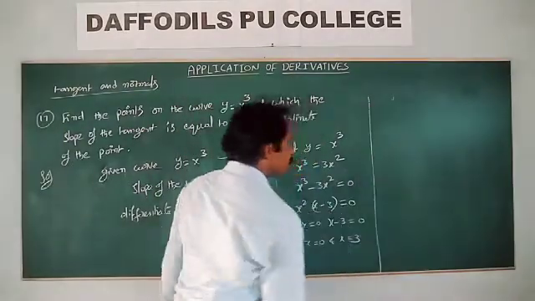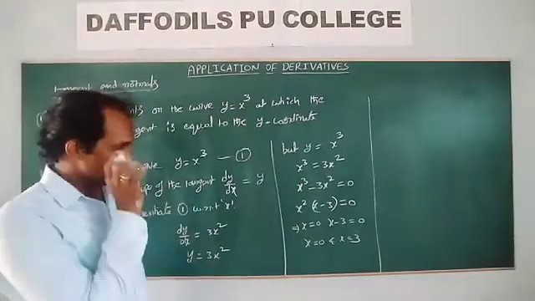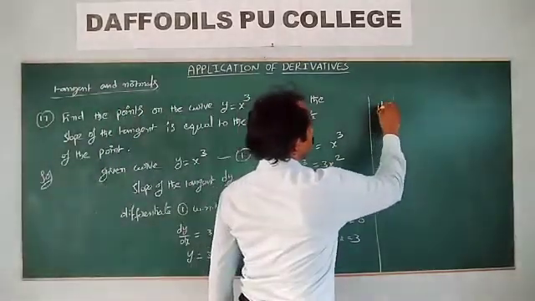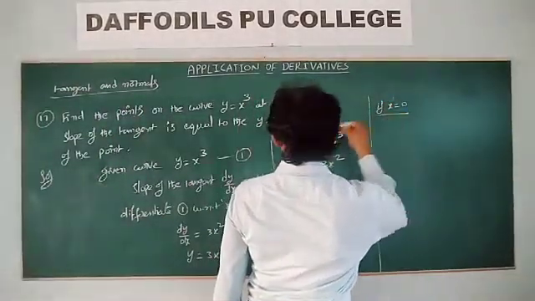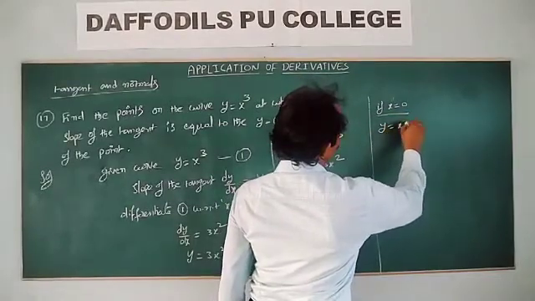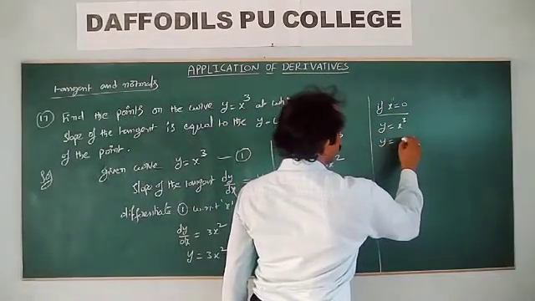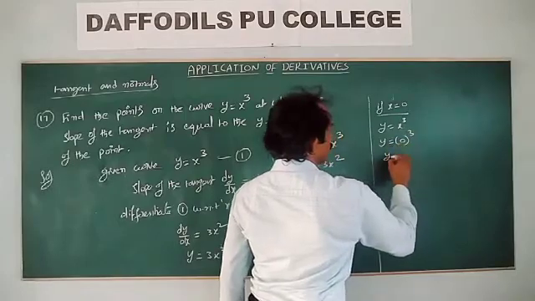They ask to find the points, which means the y coordinate also. Put the value x is equal to 0. What is the y coordinate? y is equal to x cube, y is equal to 0 whole cube, y is equal to 0.